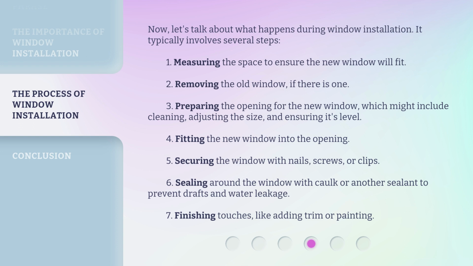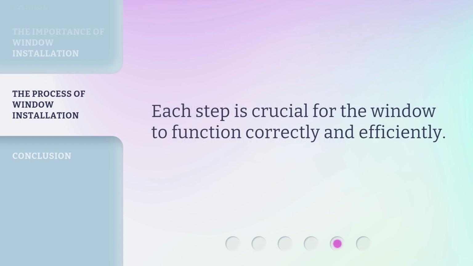5. Securing the window with nails, screws, or clips. 6. Sealing around the window with caulk or another sealant to prevent drafts and water leakage. 7. Finishing touches, like adding trim or painting. Each step is crucial for the window to function correctly and efficiently.